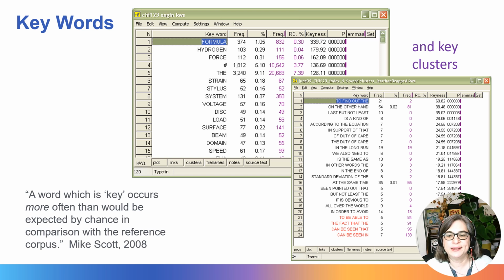Here we get some insight into the discourse markers and the signposting used more frequently by the Chinese students than the British students. For example, on the other hand, last but not least, according to the equation. Is it the case that Chinese students use more equations than the British students? Or is it that they simply use this particular expression to refer to their equations? The corpus can't really tell us this. We need to dig a little bit deeper and read the text to find out.